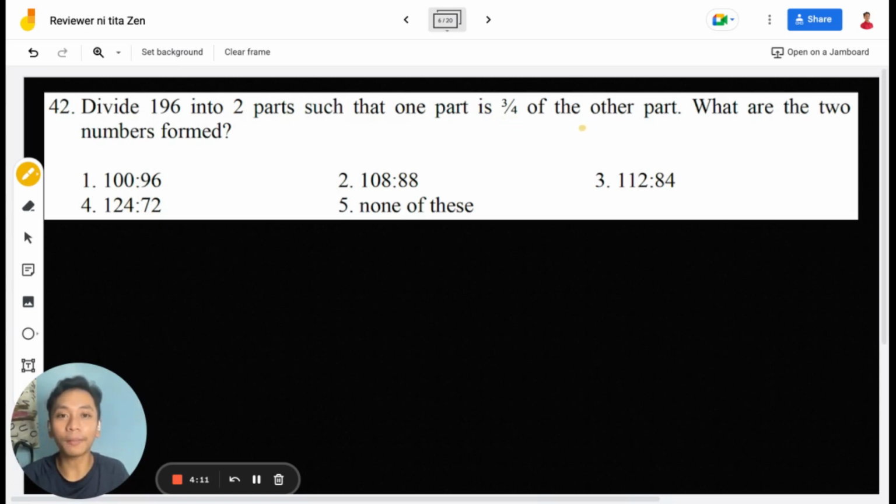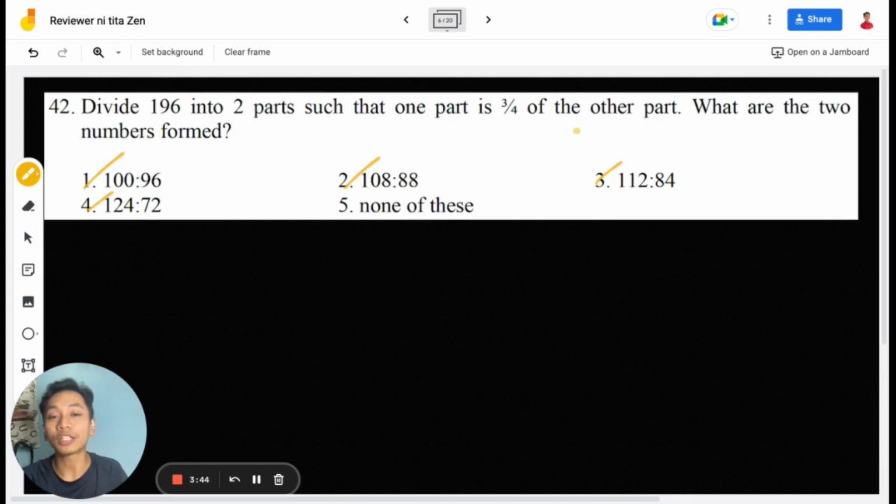So, ang unang paraan para mapakinabangan mo yung options is to check kung talaga bang lahat yan kapag pinag-add ay 196. Try natin ha. So, 100 plus 96, pasok. 124 plus 72, pasok. 108 plus 88, pasok. I'm using mental math now, pero you can check and verify. 112, 84, pasok din. So far, so good. Pero ito na yung trick.